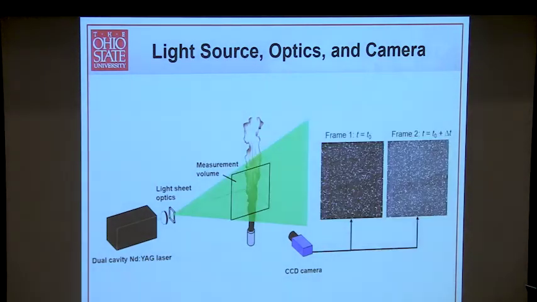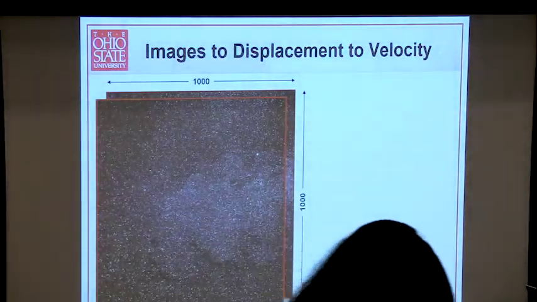We have a laser that fires 2 shots, and we have a camera that detects 2 images. And then after that, we're going to work on the analysis of these 2 images. Typically the laser is a dual cavity laser, although there's nothing that stops you from having 2 individual lasers that are spatially overlapped and then synchronized properly.